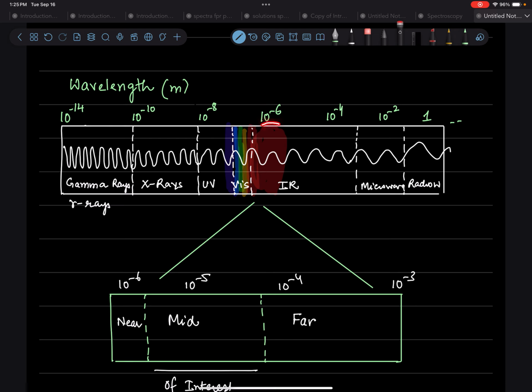In the next lecture, we'll be focusing on IR spectroscopy, which will help us in elucidating what type of functional groups are present in an organic compound.